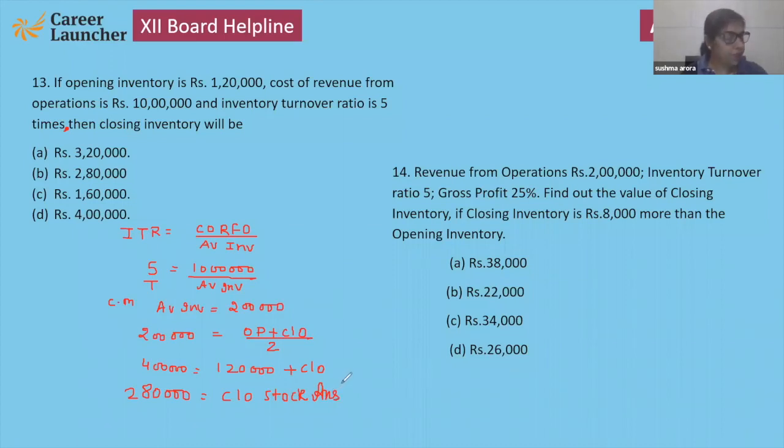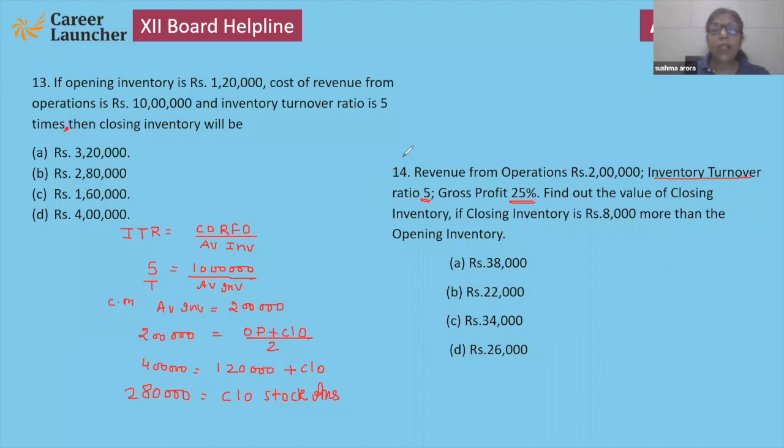Please see that. Now try to do this question. Here 25% GP is given. And inventory turnover ratio is also given. So by the same way, but first of all, here revenue from operation is given. So we have to find out the Corfo first. Corfo means cost of revenue from operation.